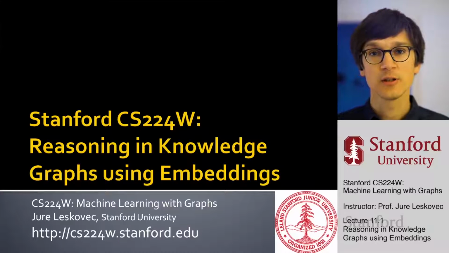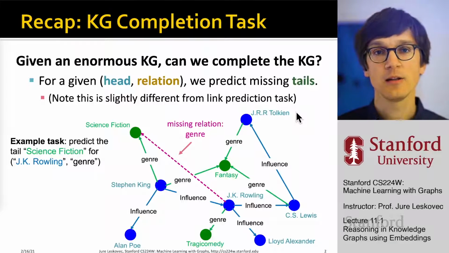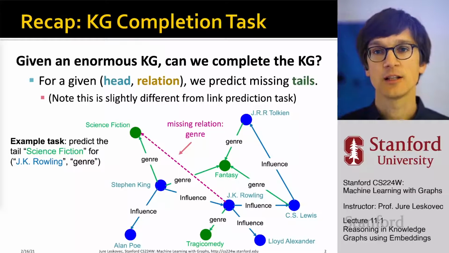Today we are going to discuss reasoning in knowledge graphs using embeddings. What we learned last week was that we discussed knowledge graphs. In particular, we defined the notion of a knowledge graph as a set of nodes and a set of relations between them, where nodes can have different types, and also relationships can have different types.